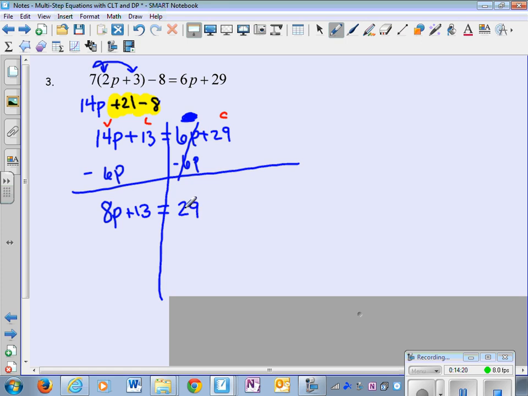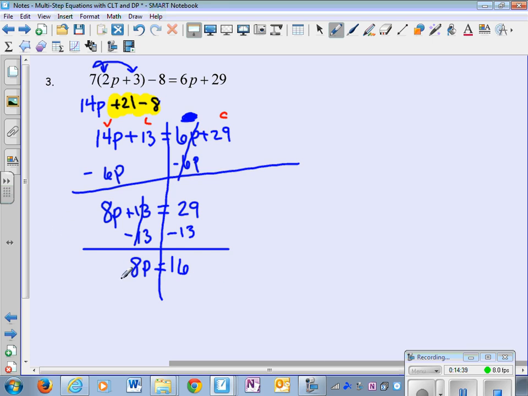Now it's a two-step equation. Let's get these constants over with their other constants on the right-hand side by subtracting 13, so that this will cancel. 8p equals 16. And our last step is always going to be multiplication or division. We're going to divide by 8, and p equals 2.